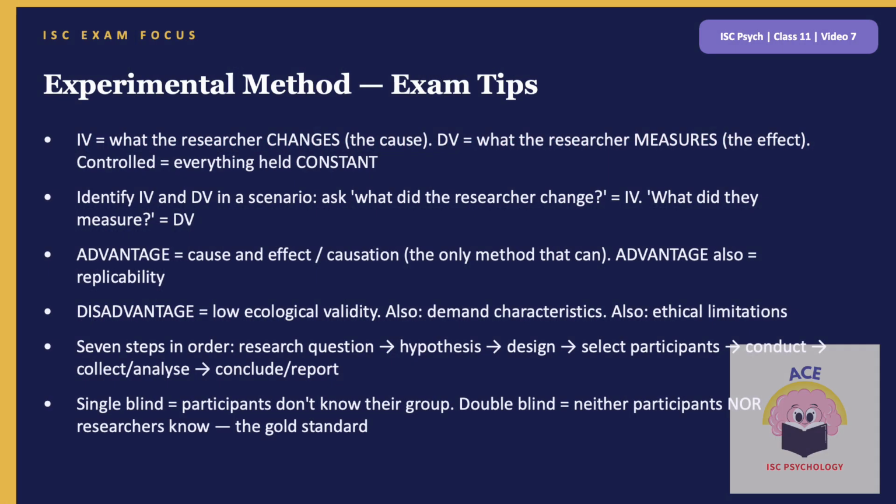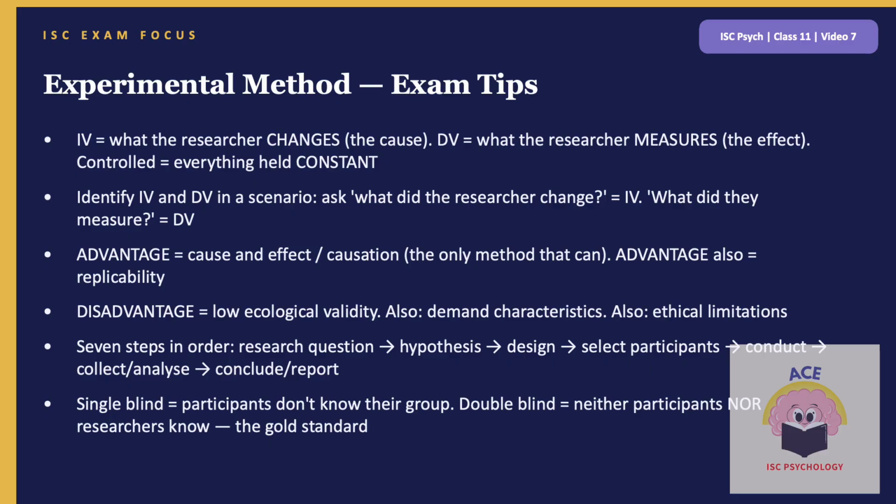Now, 3 things from this section that exams always test students on. First, definitions. Know definitions for independent variables, dependent variables, and controlled variables precisely. These are 2-mark definitions and students lose them by being vague.